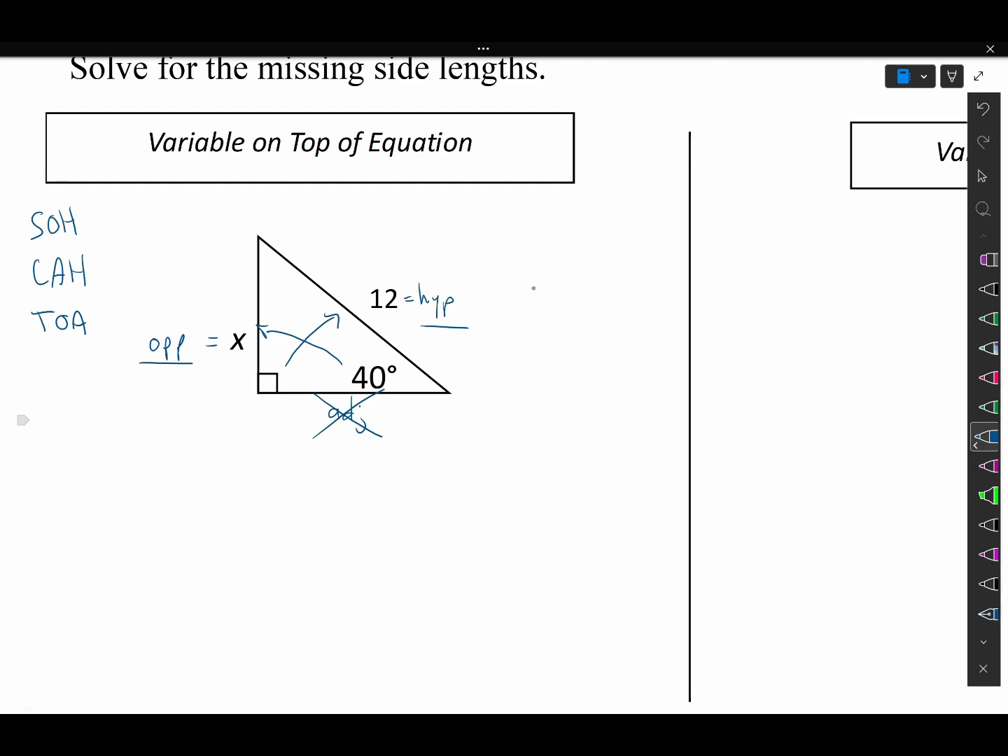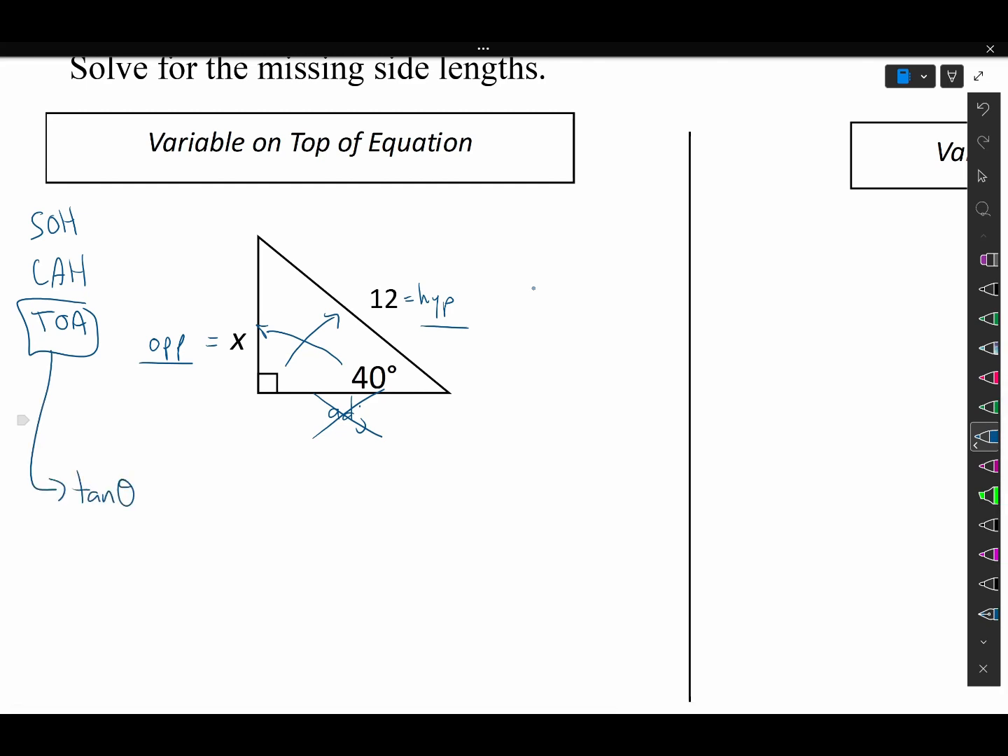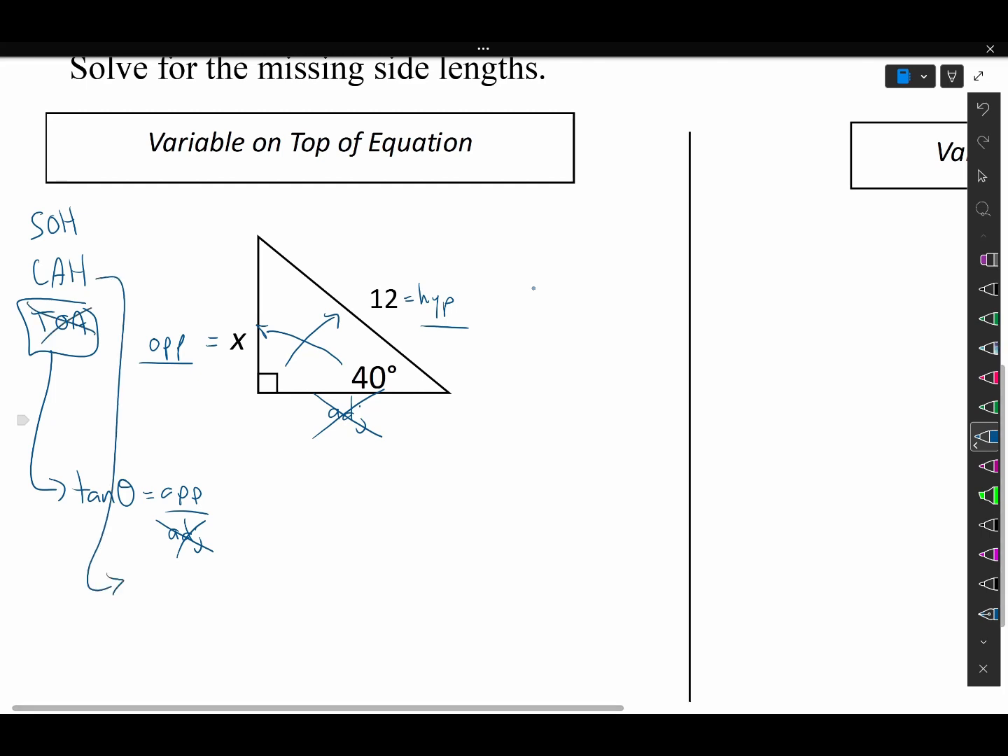So let's take a look up here. Our TOA would give us the equation: the tangent of an angle equals the opposite over adjacent, where the T brings us tangent, the O brings us opposite, and the A brings us adjacent. Now, we don't have an adjacent side, so we're not able to use our tangent ratio. Good try. Let's try our CAH, that is, the cosine of an angle is equal to our adjacent side over hypotenuse. We cannot use this cosine equation because we have no adjacent side. We're not ready for it.